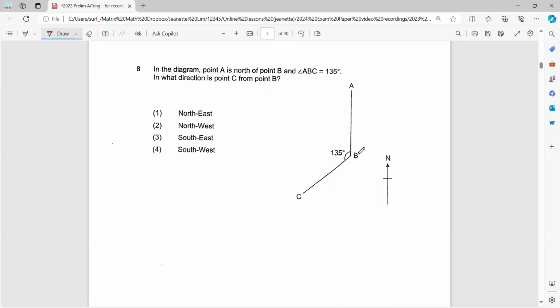So from point B means that this is where we are taking reference from. And what direction is this? So this is the west, east, south. So this direction is southwest. So option 4.